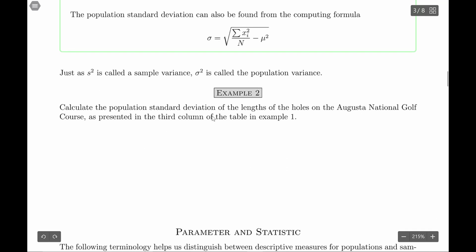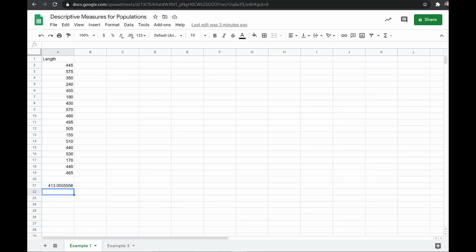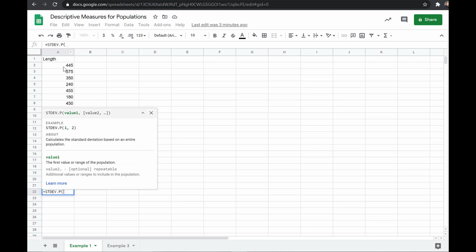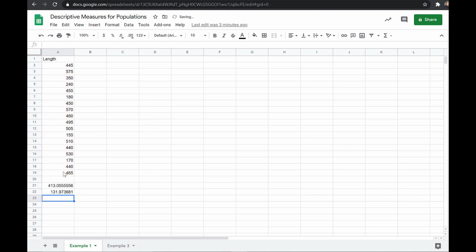For example 2, it says calculate the population standard deviation of the lengths of the holes on Augusta National Golf Course. Now, when we did sample standard deviation, I showed you how to do that using Sheets. For population, it's going to be the same thing. Remember, we're going to type in STD. I know that's weird, but type in STD, and it's going to bring up this option. So you have STDEV.P, STDEV.S. STDEV.S is when you're doing a sample standard deviation. When you want to do a population standard deviation, select STDEV.P, select your values, and hit enter.